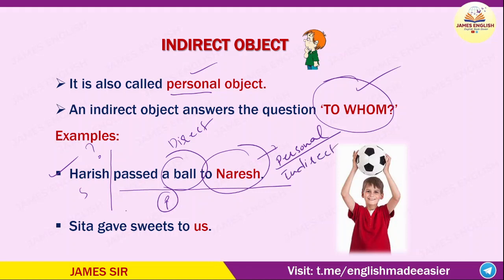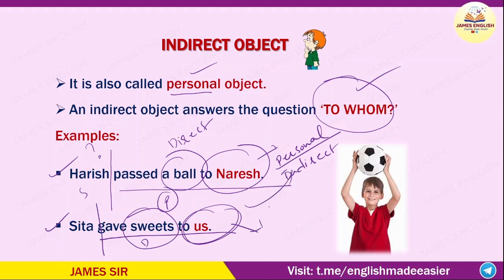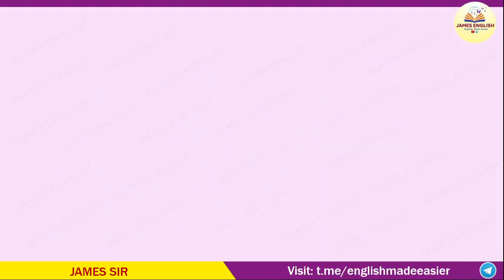Let's continue with the second example. Sita gave sweets to us. What is the subject? Sita. Very good. What is the predicate? Gave sweets to us. What is the direct object? What did Sita give? Sweets. To whom did Sita give? Us. Us becomes an indirect object or personal object. So now we have a complete picture of what is the subject, what is a predicate, what is an object, what is a direct object, and what is an indirect object.